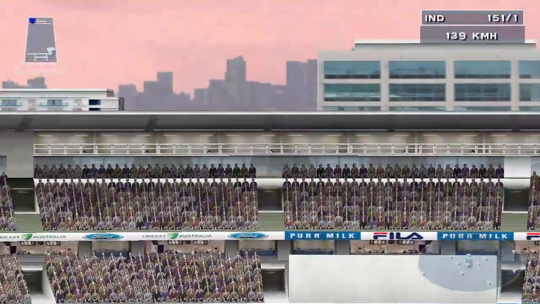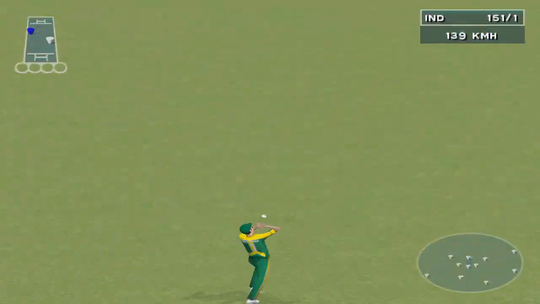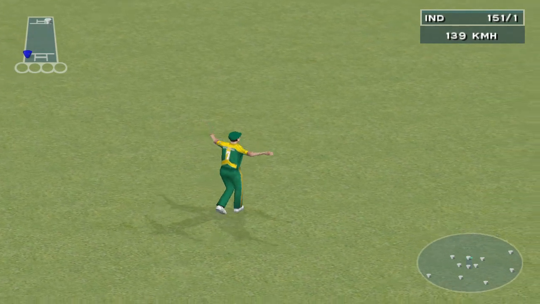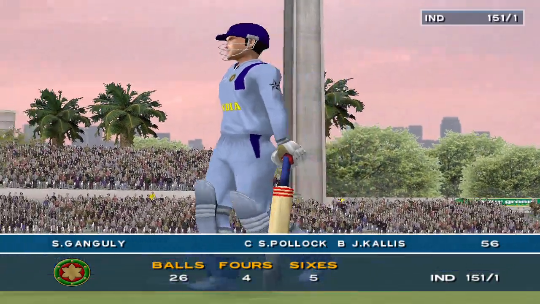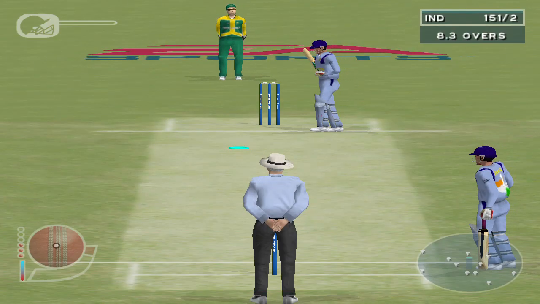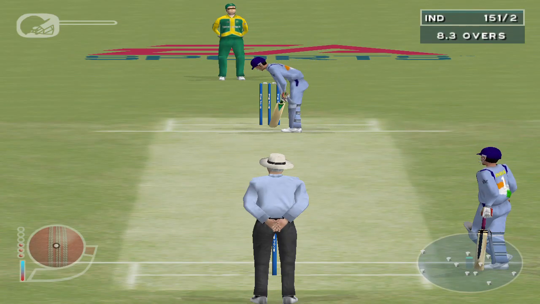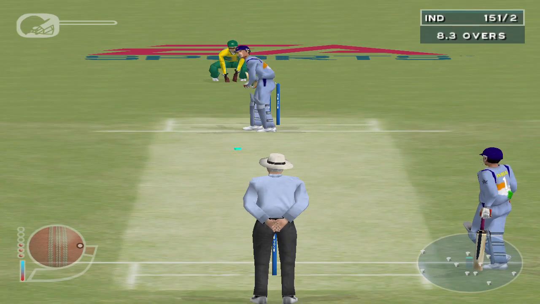There it goes. Pollock is after it. A superb catch from Pollock. That went up miles. It had snow on it by the time it came down. Thomas gets his first wicket. This was how the innings ended for Ganguly. India 2 down now for 151.